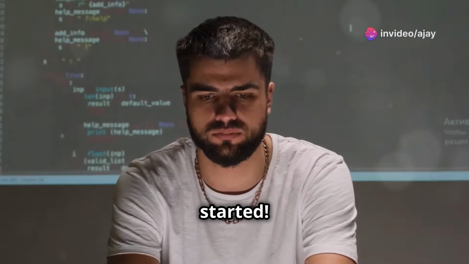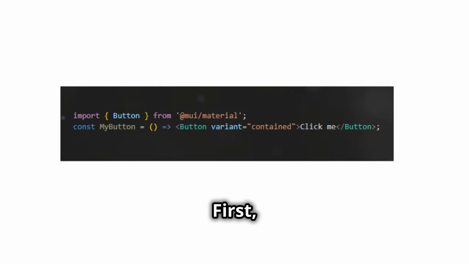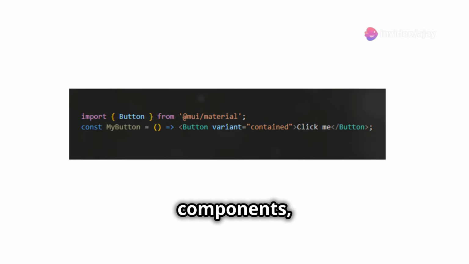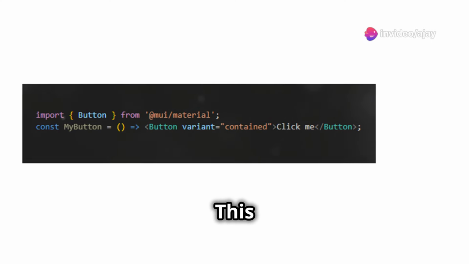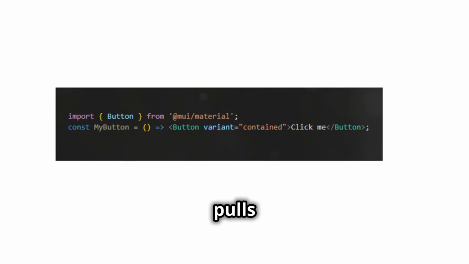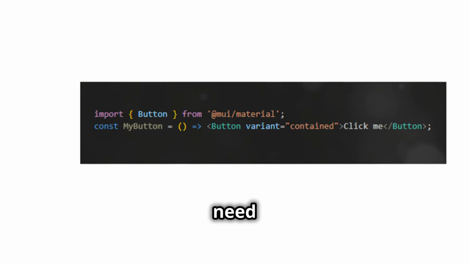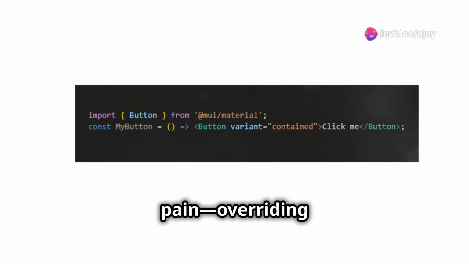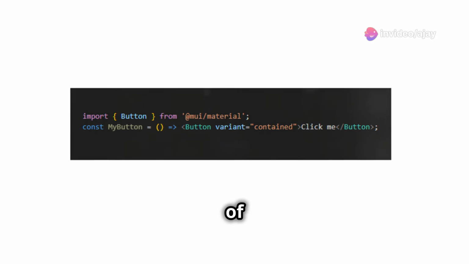Let's get started. Here's what using Material UI looks like. First, you install the entire library. Tons of CSS, components, and scripts, even though you might only use a few of them. This looks simple, right? But behind the scenes, Material UI pulls in thousands of lines of CSS and JavaScript, even if all you need is a basic button. Now, imagine the customization pain, overriding styles, injecting custom themes. It's a lot of overhead.